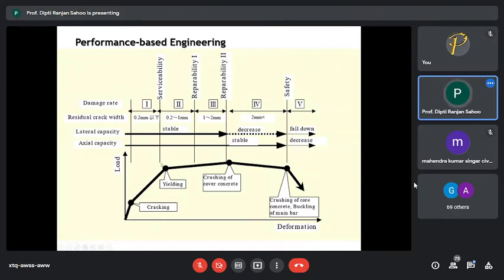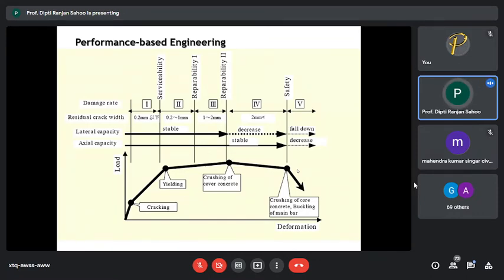So just below the yielding, you can think of it as nearly elastic, and that stage indicates a serviceability case. Between the yielding and the crushing of the cover concrete, very minor repair is required. And when you have the crushing of the cover concrete, you have extensive repair. And when you have the crushing of the core concrete of the column and buckling of the bars, it actually shows the safety of the structure is at stake.